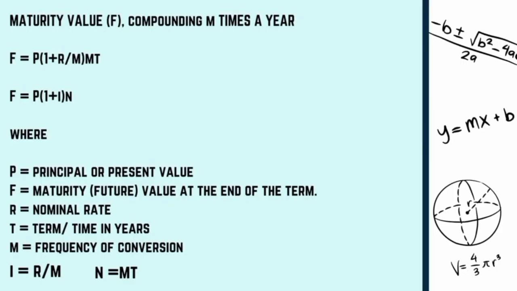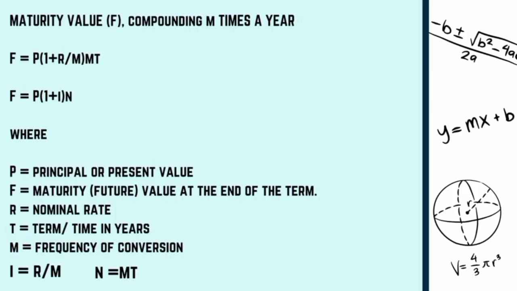Maturity or future value compounding M times a year, where P is principal or present value, F is maturity or future value at the end of the term, R is nominal rate, T is term or time in years, and M is frequency of conversion. So we have formulas here. To get I, we need to divide R and M. And for N, we need to multiply M and T. And we have two formulas to get the maturity or future value. F equals P open parenthesis 1 plus R over M close parenthesis raised to M multiplied by T. And F equals P open parenthesis 1 plus I close parenthesis raised to N.